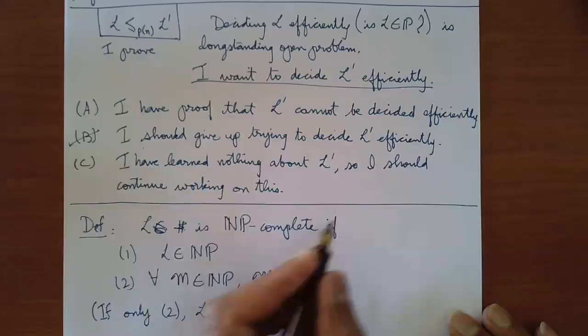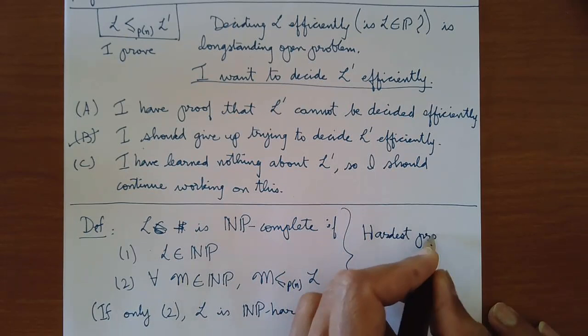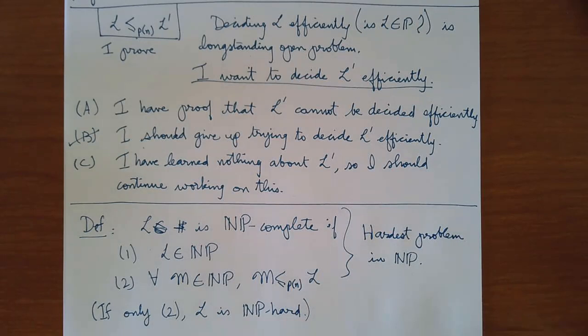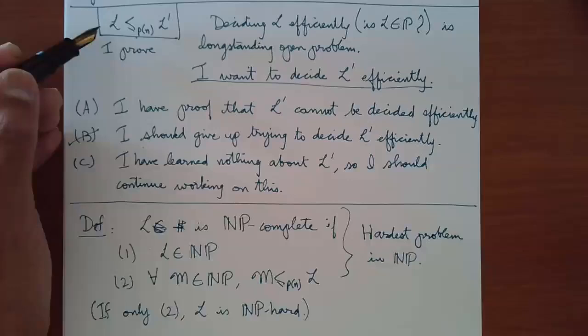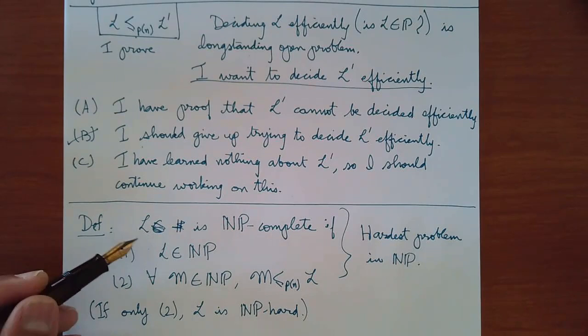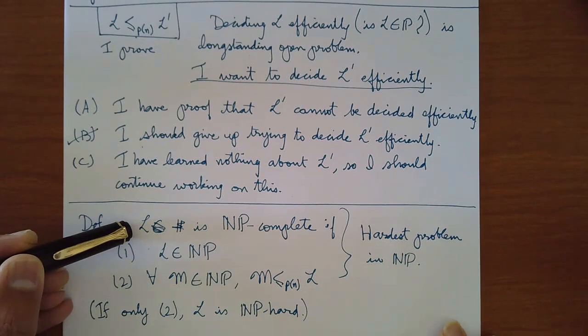So what this basically says is this is the hardest problem in NP. It's the hardest problem because if you can decide L efficiently, then you can decide all of NP efficiently. This is sort of taking this concept on steroids. Instead of saying one language, you say the entire class can be done efficiently. So when you show that a problem is NP-complete, you essentially show that if you could decide L, then verification and deciding are the same thing.